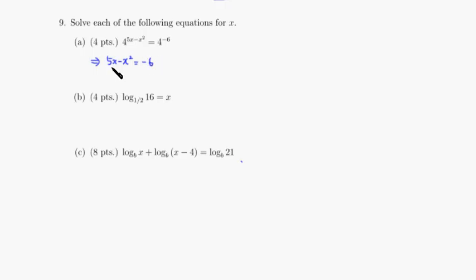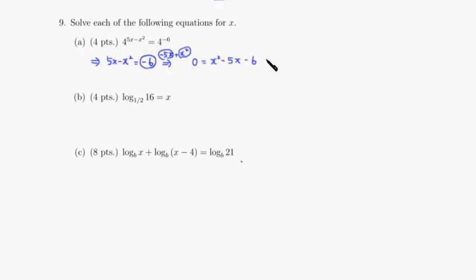Then we can move all the terms to the right-hand side by subtracting 5x and adding x squared. So it's going to be 0 on the left, but you will have x squared, that's this guy right here, and minus 5x. Then you already had -6 on the right.